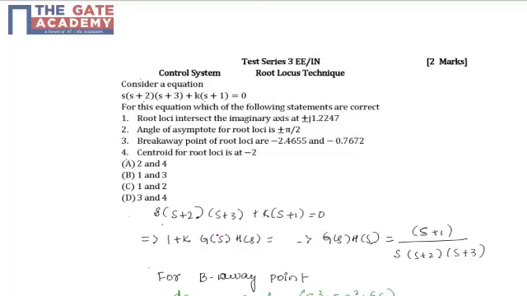So the options are: Option A, 2 and 4 statements are correct. Option B is first and third statements are correct. Option C is 1 and second statements are correct. Option D is third and fourth statements are correct.